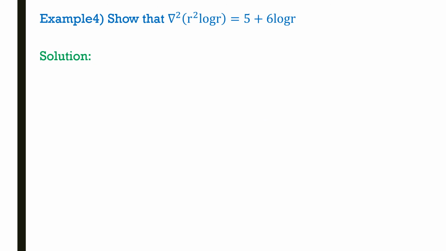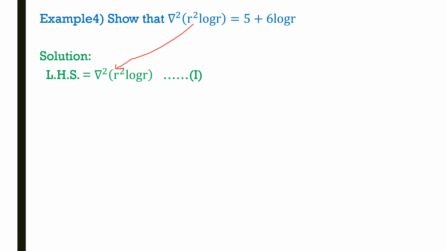The next example is: show that del square of r square log r is equal to 5 plus 6 log r. This is one more important question. So consider the LHS, del square of r square log r, as it is, I have taken that.